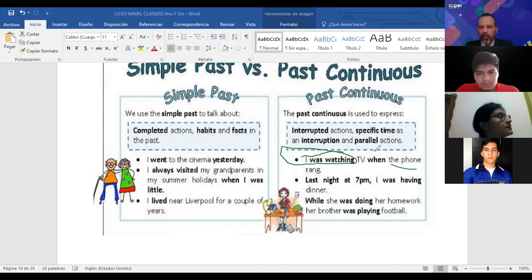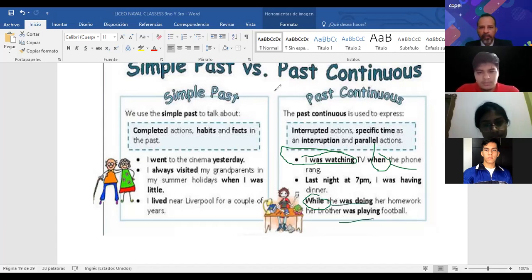And look at the expressions, the words that we use, when and while, in the past continuous. Last night at 7 p.m., simple past, I was having dinner. While I was doing my homework, or her homework, her brother was playing football. We can have two actions happening at the same time.